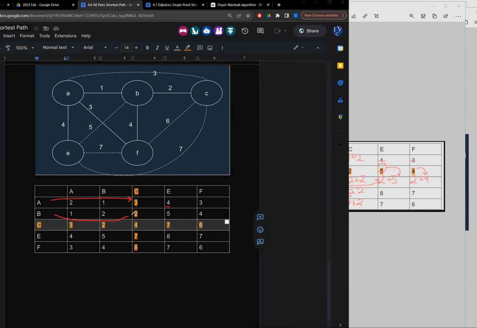B goes to C for 2. 2 plus 7 versus 5. 2 plus 6 versus 4. So no improvement. Skip the C row. E goes to C for 7. No improvements. And F goes to C. So we have no improvements.